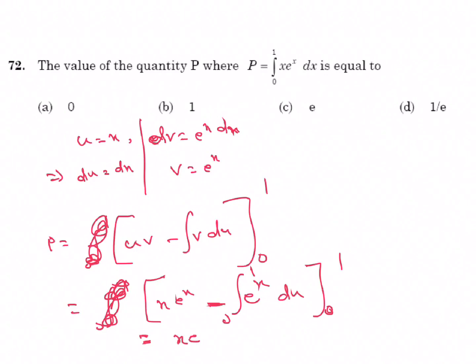So x e to the power x minus e to the power x. Put the values. B is your correct answer.